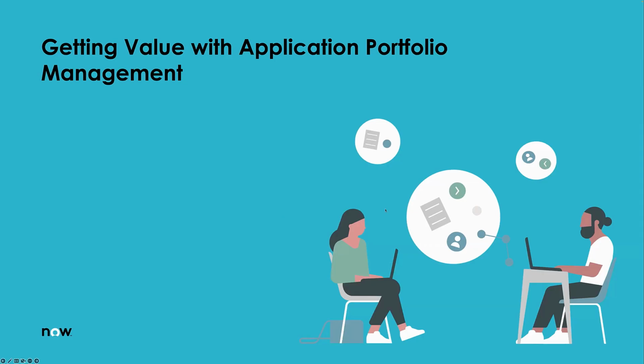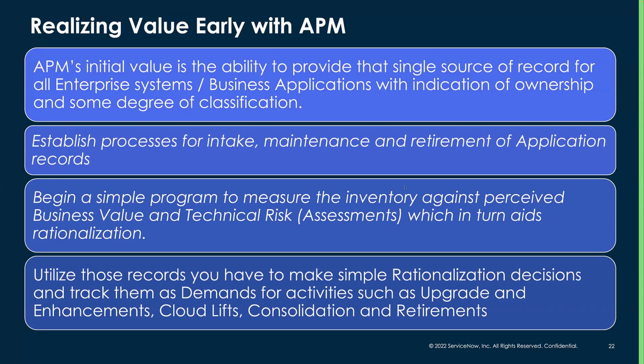So, getting value out of application portfolio management. The tenet here, and this goes back to that initial page on where APM came from in the 60s, is just understanding and having a reliable single list that is well maintained, a list of your enterprise systems or business applications, with a degree of classification and who owns them. That in and of itself is valuable.